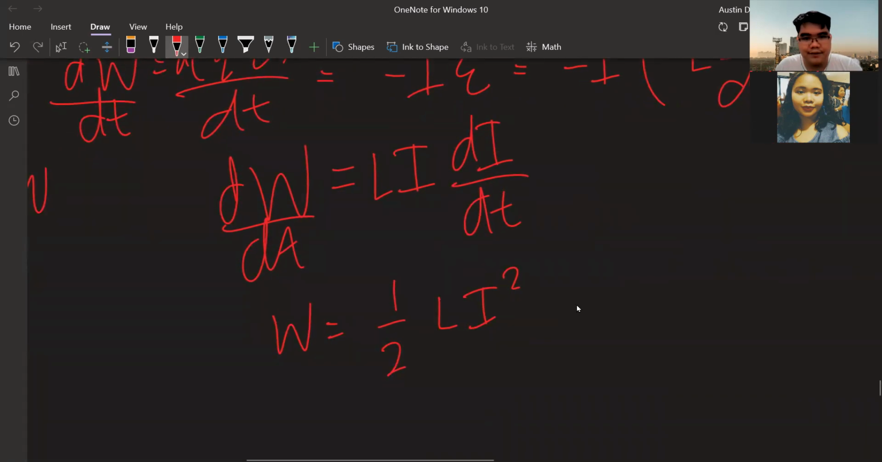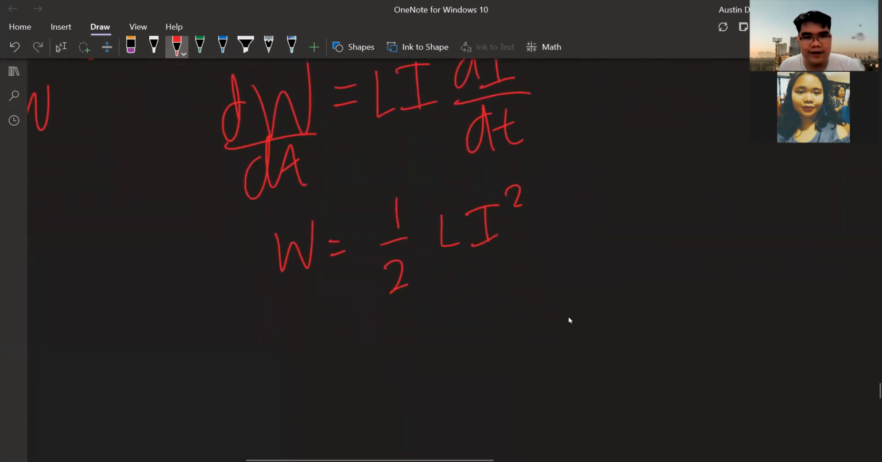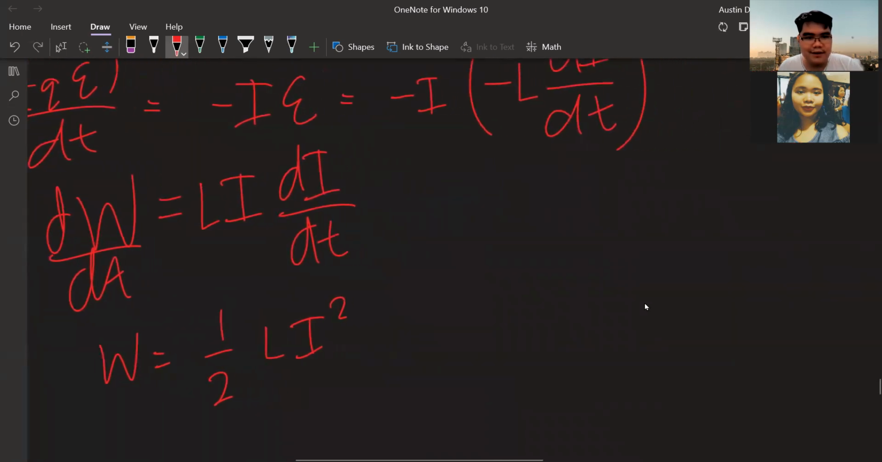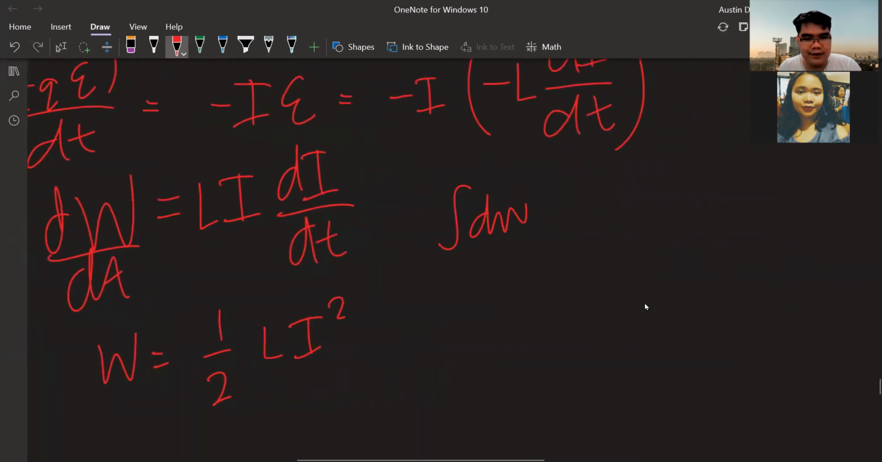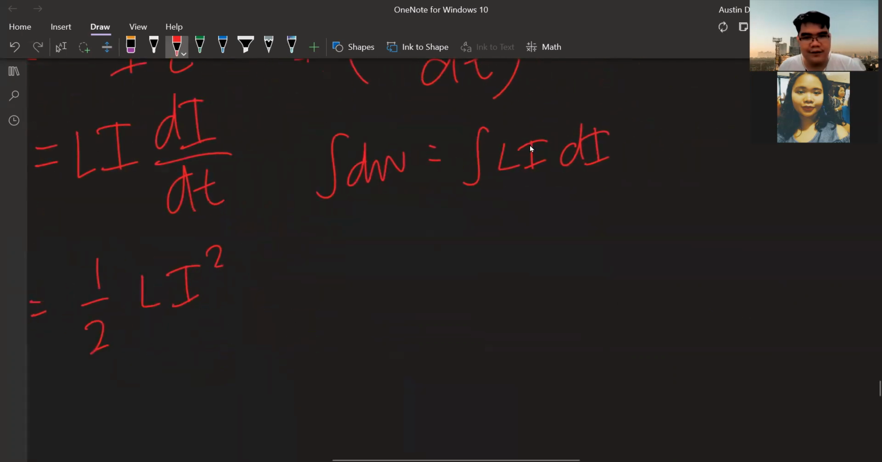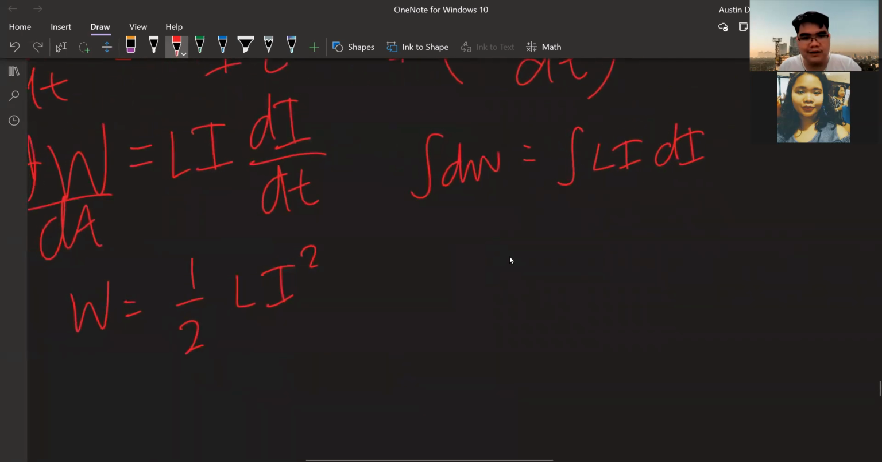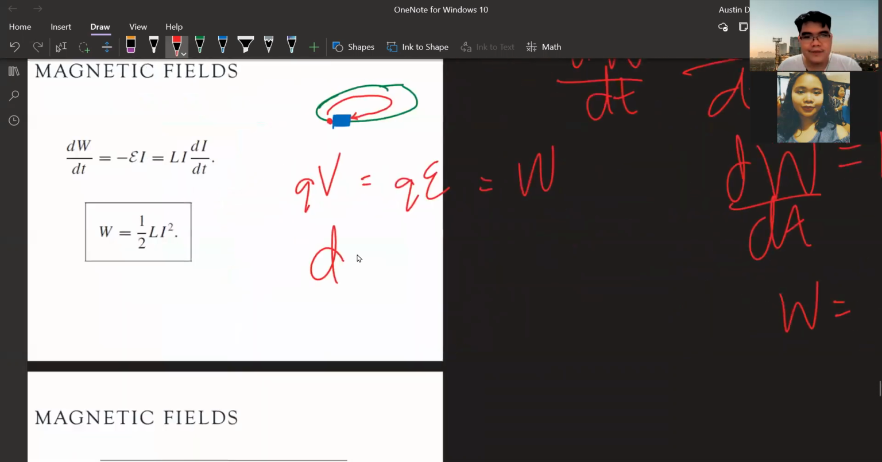Okay. Hindi kayo convinced? So, integral ng dW is just integral ng Li dI. Okay? Kasi na-cancel lang yung dt. Therefore, I squared over 2. Okay? Okay, convinced na? Okay.